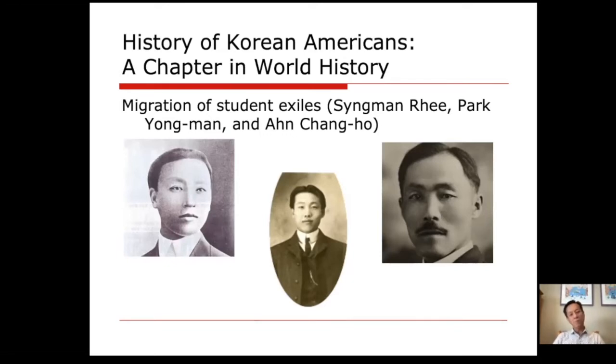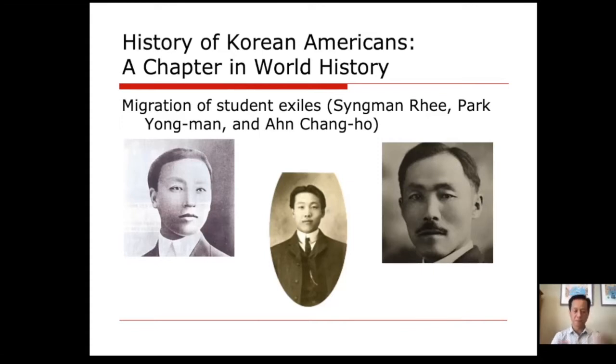And among those people, I would like to share three of them with you. The reason why I share three of them is because they represent a kind of strategy Koreans might have about how they could bring about this independence. So the first person that you see on your left is Syngman Rhee. He is no less than the very first president of the Republic of Korea, right?